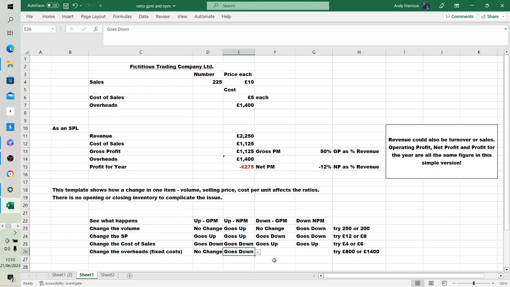because that cost has gone up. So whilst the gross profit margin doesn't change, the net profit margin does. And if our overheads went down, try 800 it says, no change on the gross profit margin again, because it's below the line. But now our net profit margin has gone up.